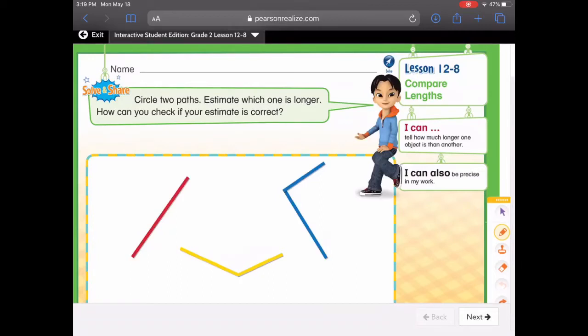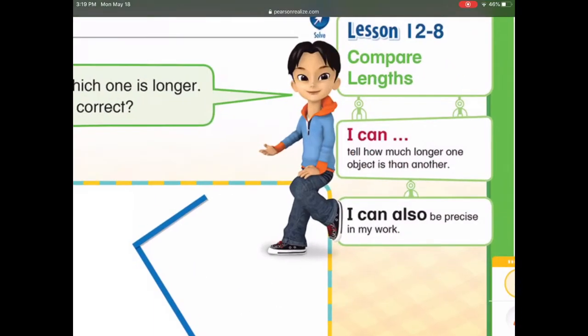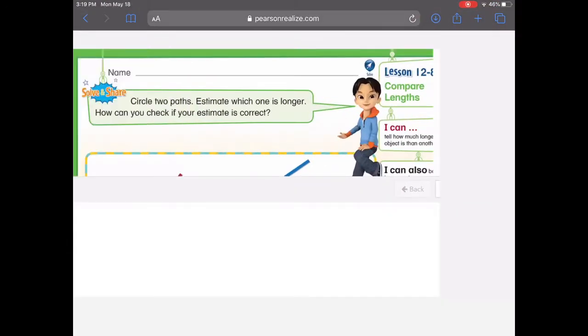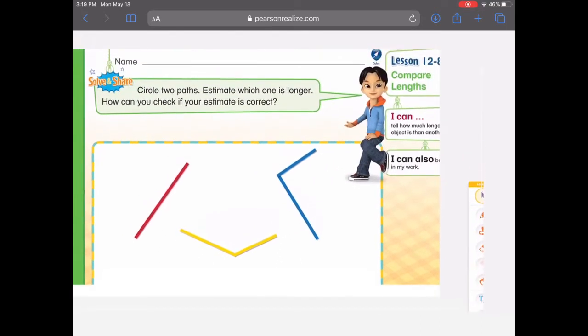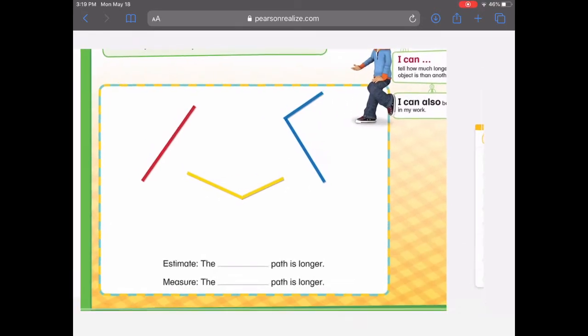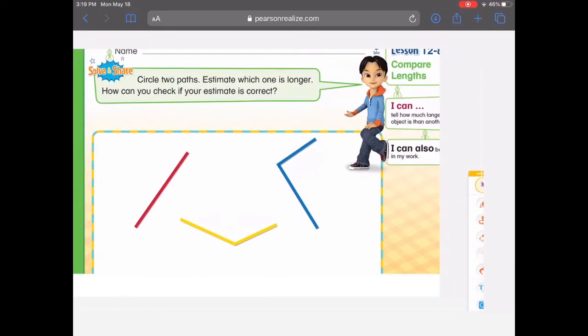Alright guys, so here's the next lesson we're doing in our unit on measurement. We are going to compare lengths. Our objective is I can tell how much longer one object is than another. So what that means is you're going to look at different lines. In this lesson we're going to use lines as our example, and we're going to figure out which one is longer than the other. And it might look simple, but when you get a ruler out, your answers might surprise you.